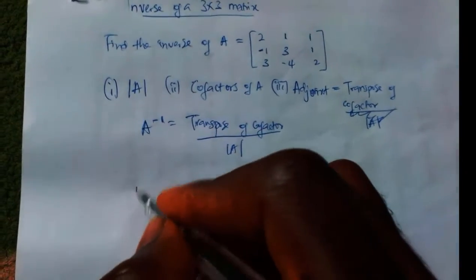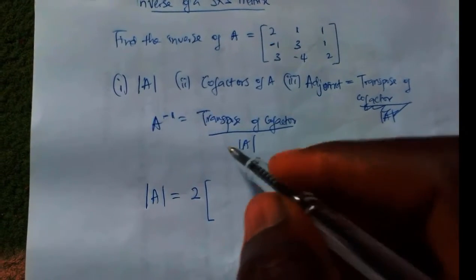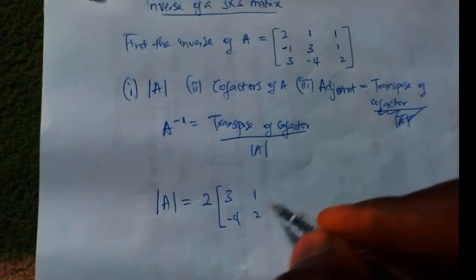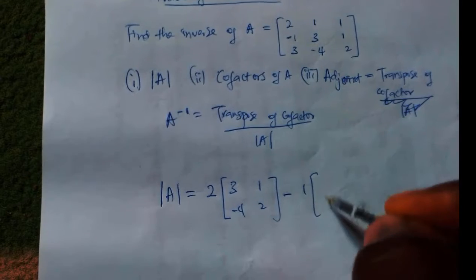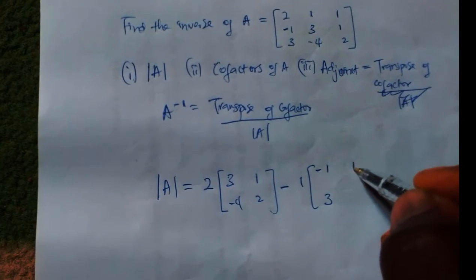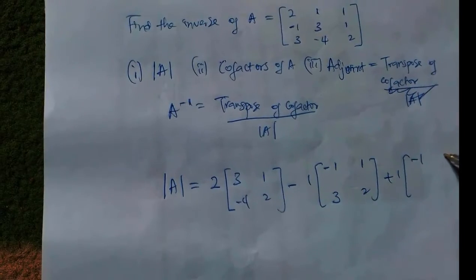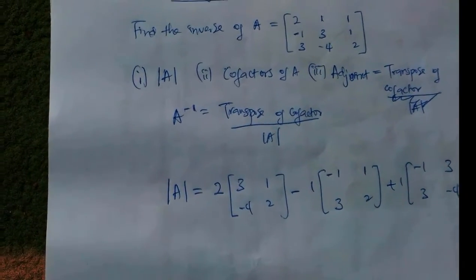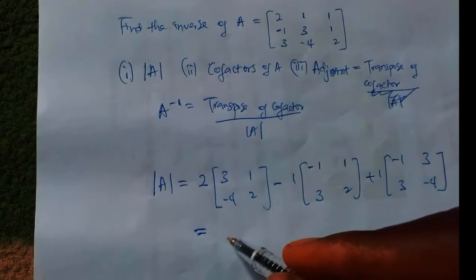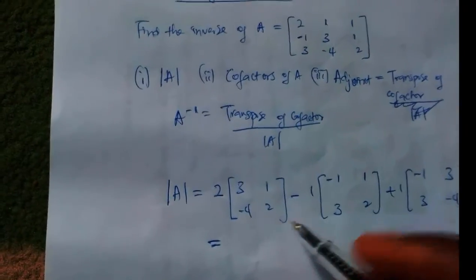Now to solve, we have the determinant of A of a 3 by 3 matrix to be plus 2 into 3 1, minus 4 2, minus 1 into minus 1 1, 3 2, plus 1 into minus 1 3, 3 minus 4. If you cannot remember how we got this, do visit my other videos as I explained how to get the determinant of a 3 by 3 matrix.